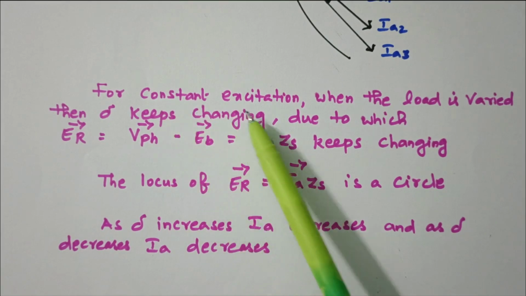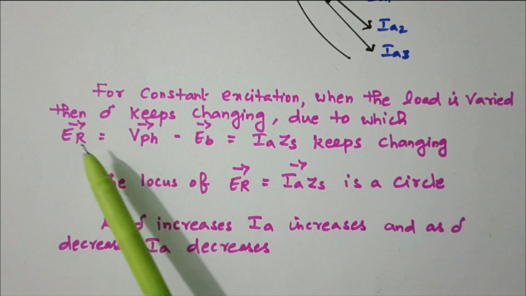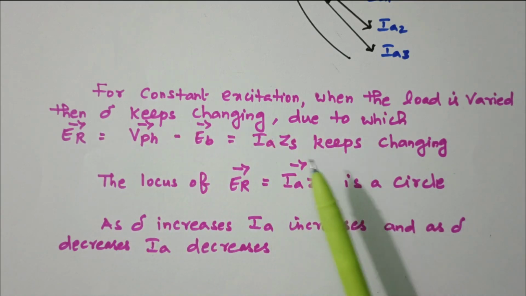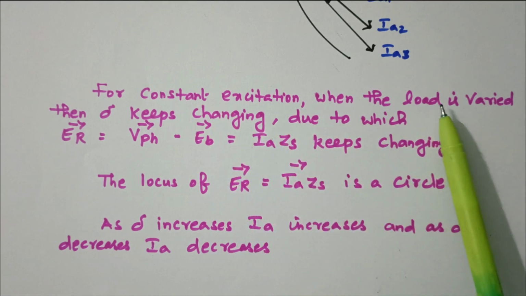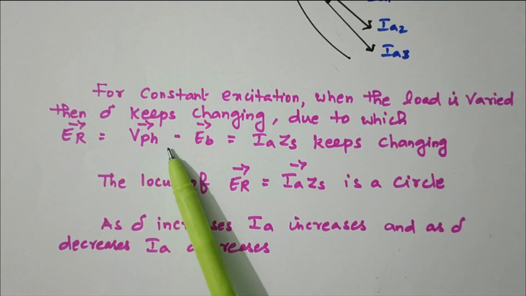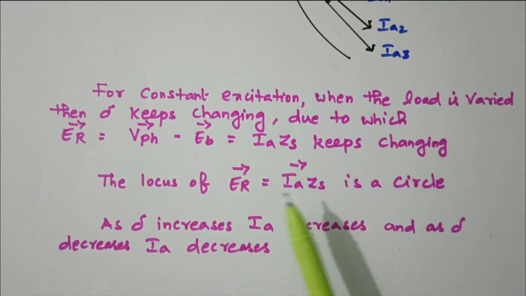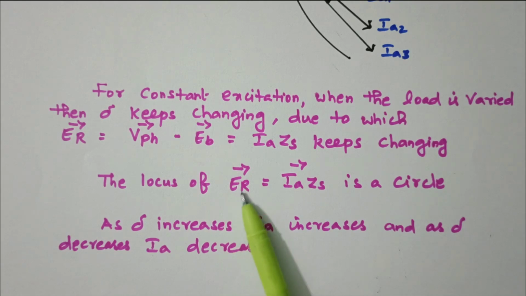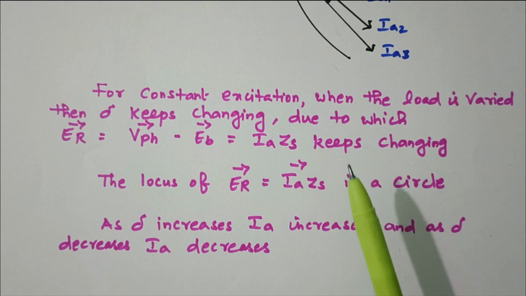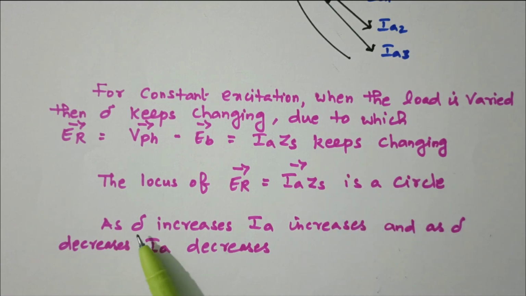For constant excitation, when the load is varied, delta keeps on changing. When the load increases, what happens? Delta increases. So ER equals V phase minus EB, that is equal to IA ZS, keeps on changing. So the locus of this ER, that is IA ZS, is a circle. So we see the part of the circle. Delta increases, IA increases, and then delta decreases, IA decreases.